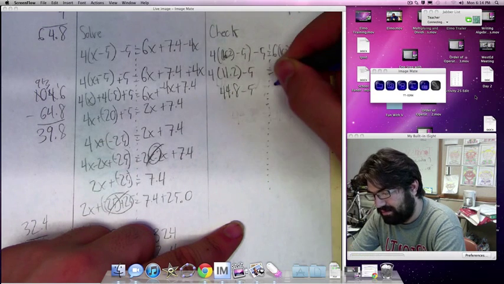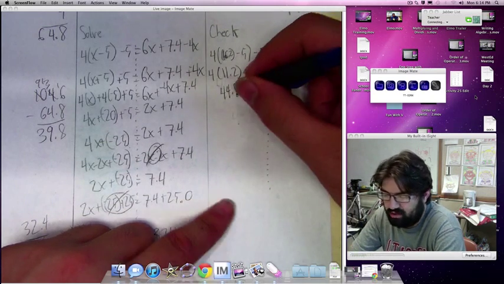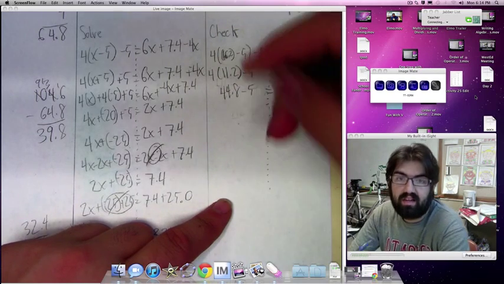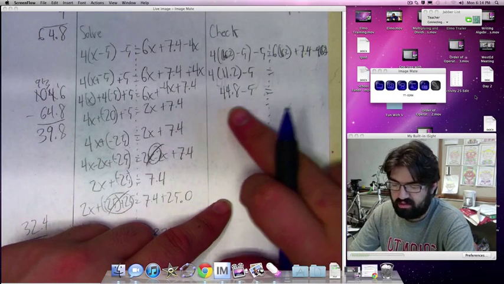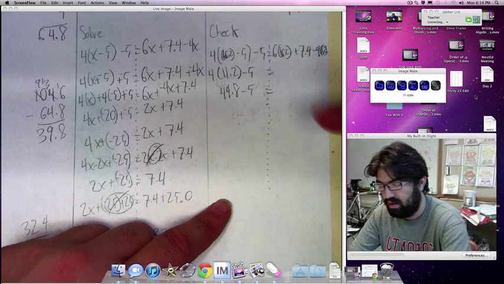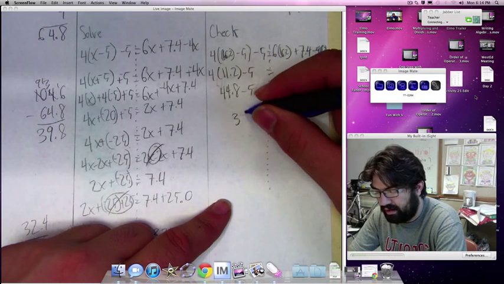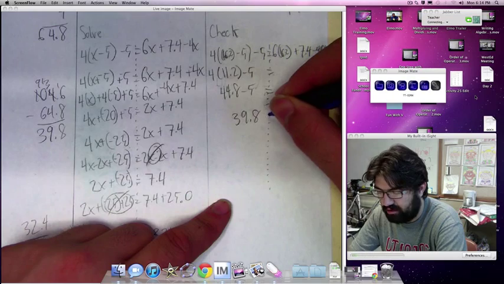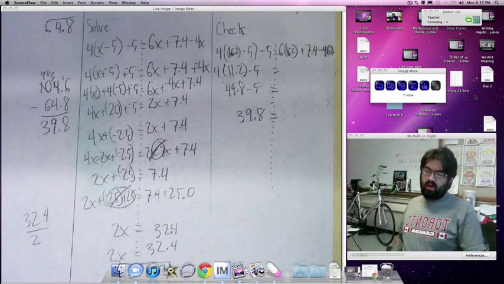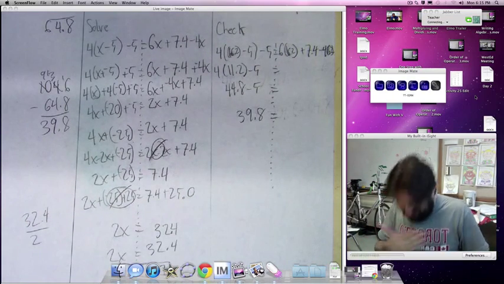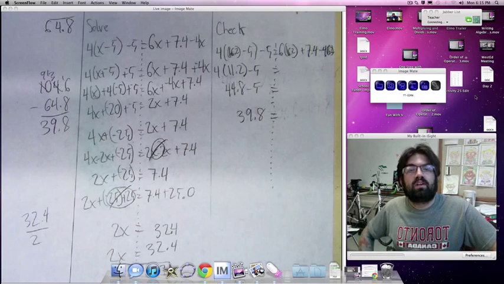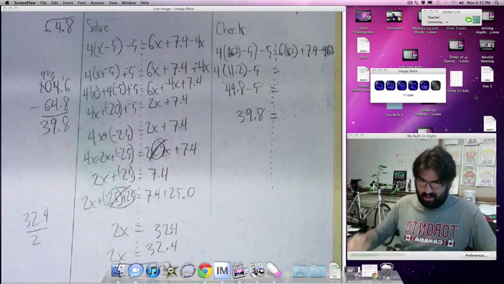Minus 5. What does that equal to? Well, we're not taking anything away from the decimal part. I'm just taking 44 minus 5, which turns out to be 39, and then the 0.8 just gets tacked onto it. So, oh, bless me. So, that's that side. Here we go, now the other side.